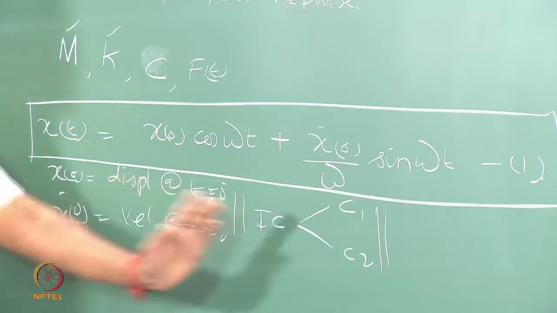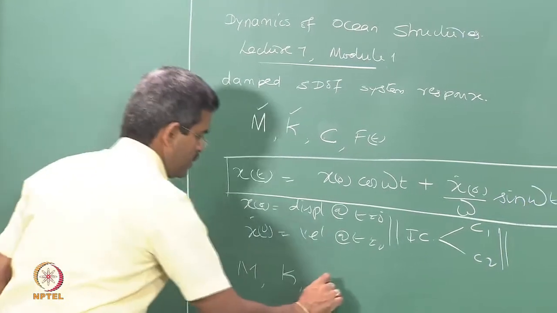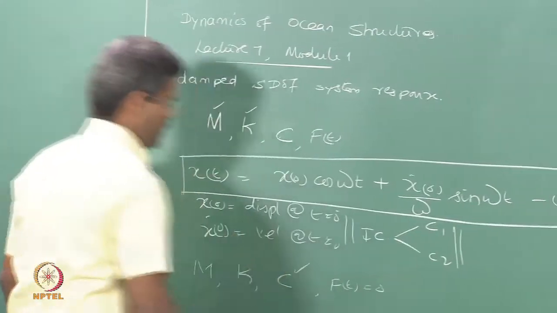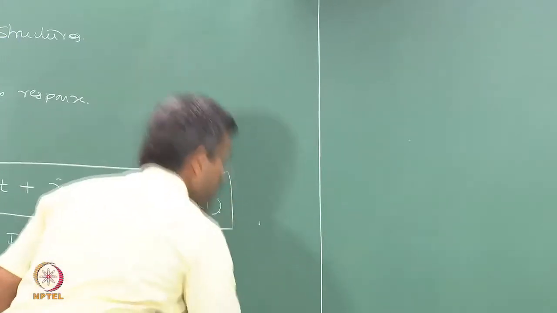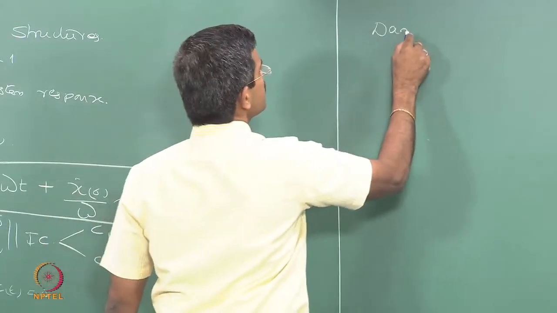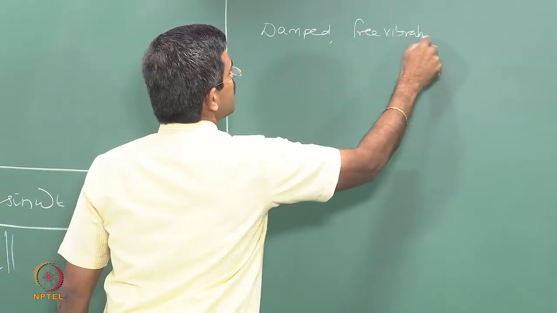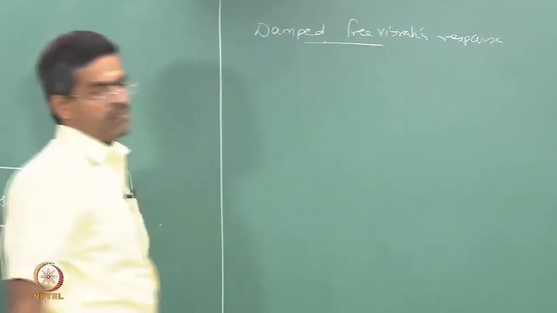We will move one step further. Let us say mass be present, k be present, C be present, but f of t be absent. So, we will talk about the damped free vibration response.